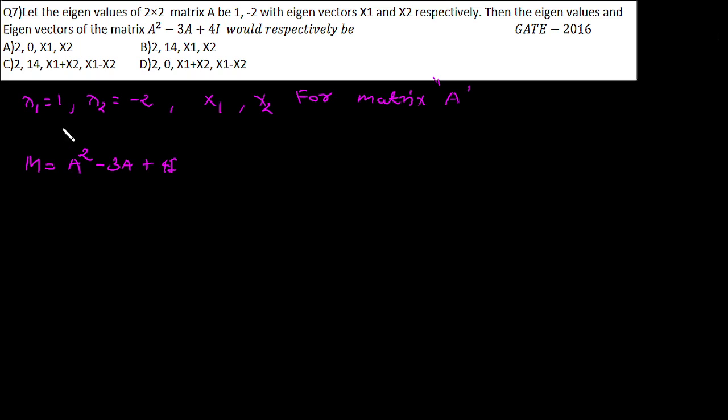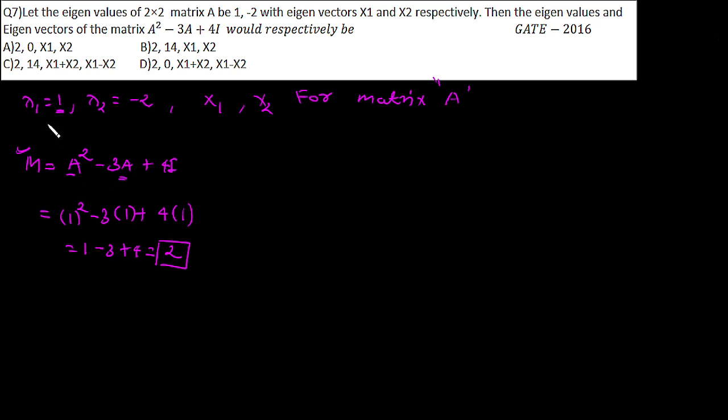So let's first put this lambda 1. We are getting here 1 square minus 3 into 1, plus 4 into the eigenvalue of the identity matrix, which is again 1. So what we are getting is 1 minus 3 plus 4, which is 2. Okay, so we have found one of the eigenvalues of this matrix M, in terms of a polynomial of matrix A. So we just have to perform the same operation on the individual eigenvalues of the A matrix.